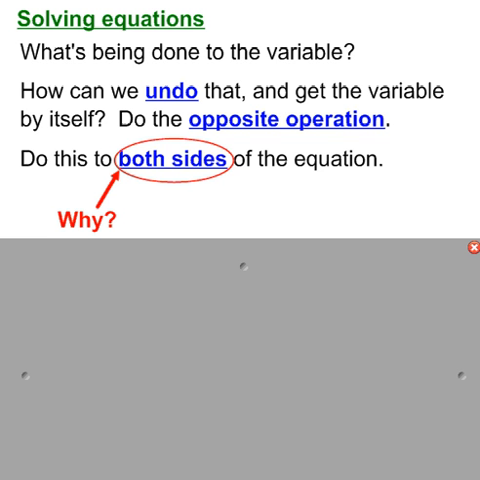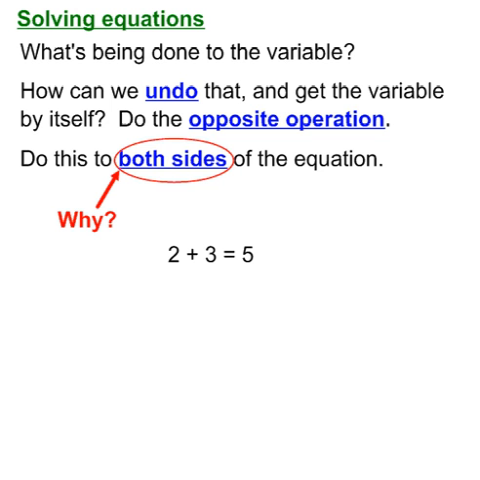So when we solve equations, what we're going to ask you to do in Math 60 is be really explicit about figuring out what's being done to the variable, and then how can we undo that and get the variable by itself. And the way we undo it is do the opposite operation. The opposite operation for addition is subtraction, and the opposite of subtraction is addition. Multiplication and division are opposite operations. And whatever opposite operation you do, you do it to both sides of the equation. And I want to show you why that is so that it's not just mysterious to you.